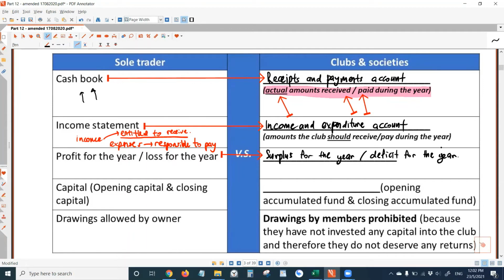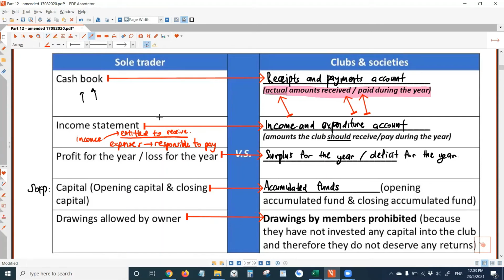Okay. Next, the word capital, we no longer use it for the clubs and societies topic. We replace it with accumulated funds. Remember, capital appears where? It appears in the SOFP. So write down accumulated funds. You have to get used to the topic. All these are the terms that they use.